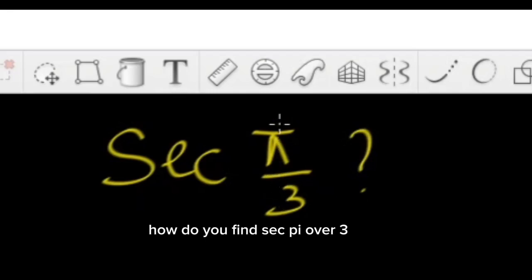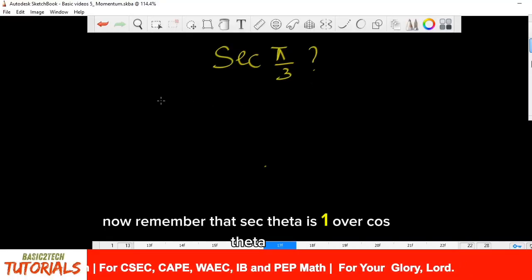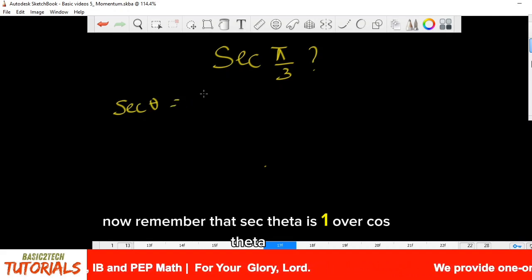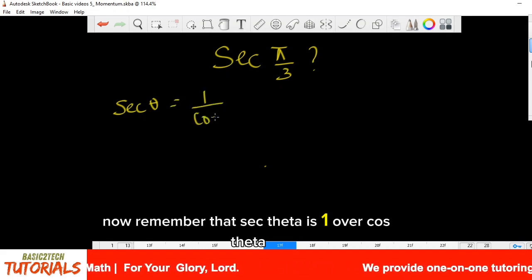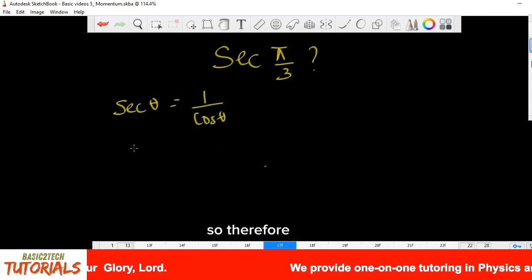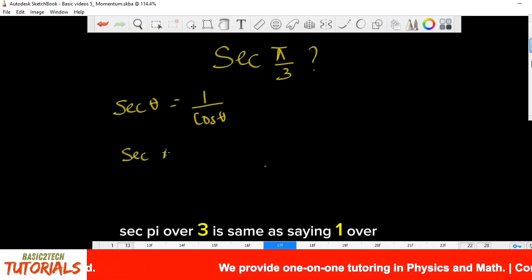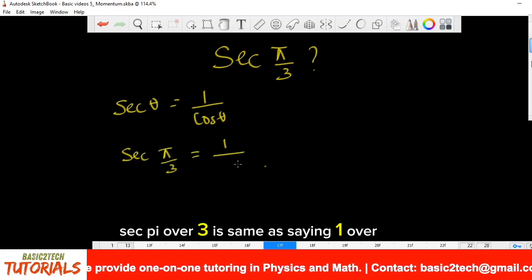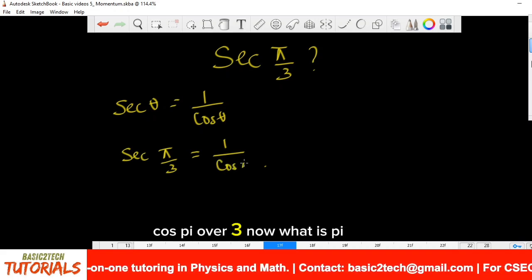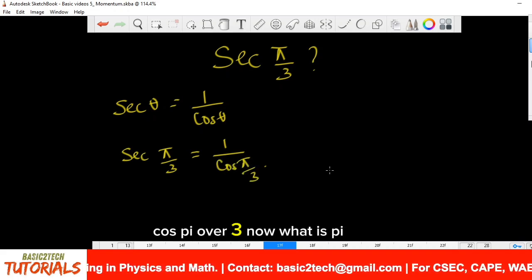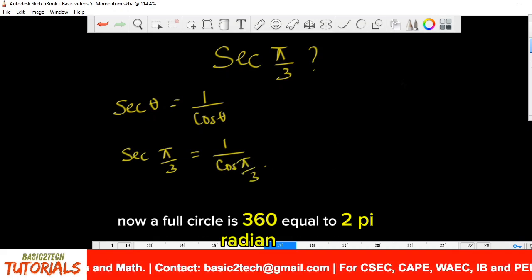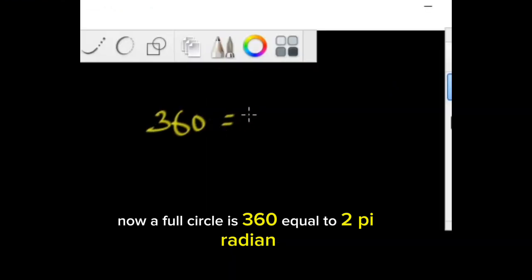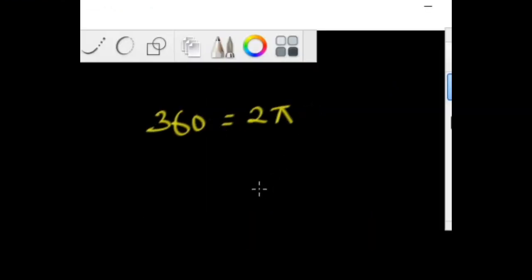How do you find sec pi over 3? Now remember that sec theta is 1 over cos theta. So therefore, sec pi over 3 is the same as saying 1 over cos pi over 3. Now what is pi? A full circle is 360 degrees, equal to 2 pi radians.